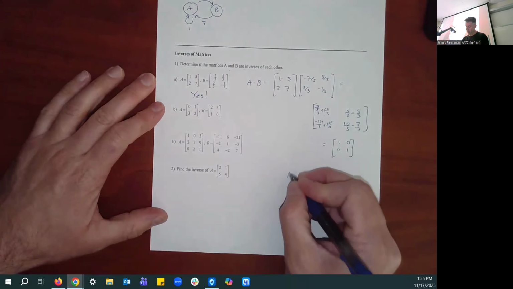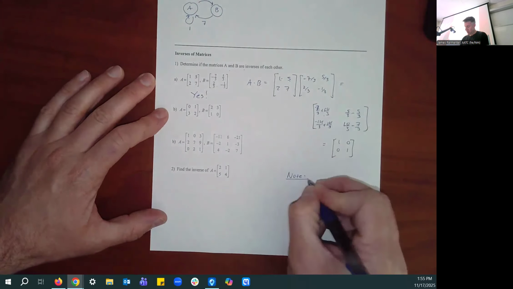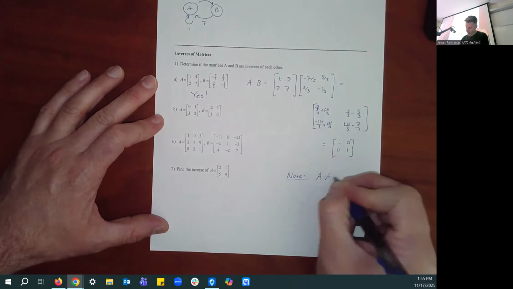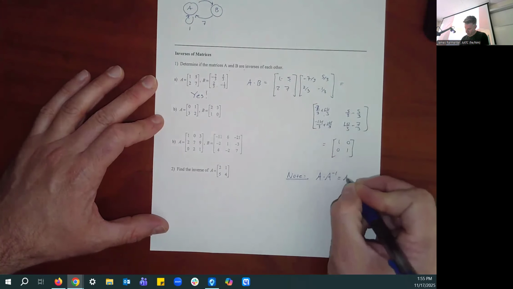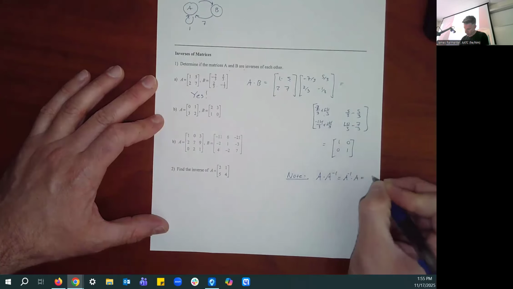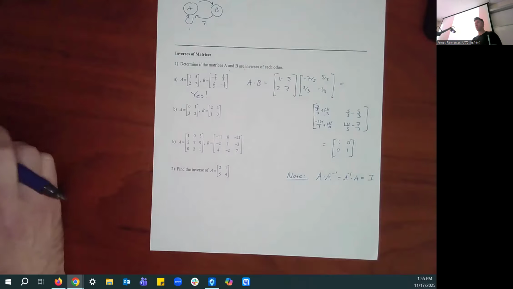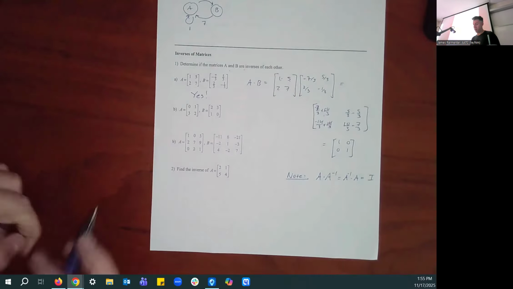So note here that if matrix A is invertible, A times A inverse is equal to A inverse times A is equal to the identity matrix. So in this special case, order of multiplication doesn't actually matter.